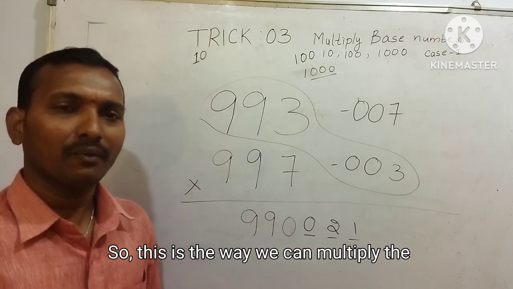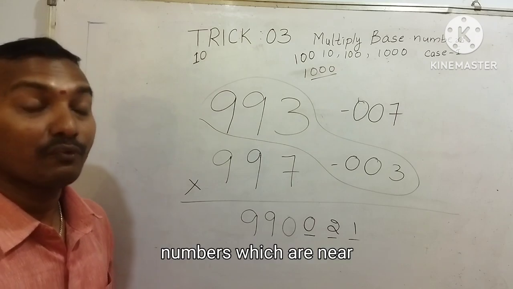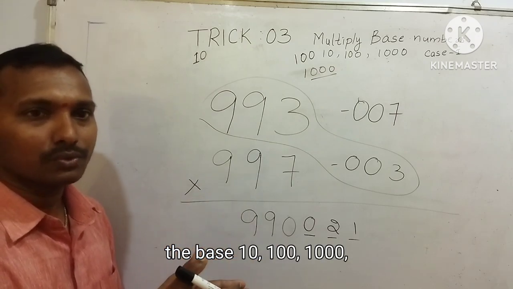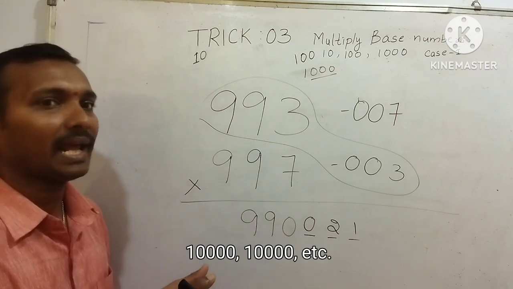So this is the way we can multiply the numbers which are near the base 10, 100, 1000, 10,000, 1 lakh, etc.